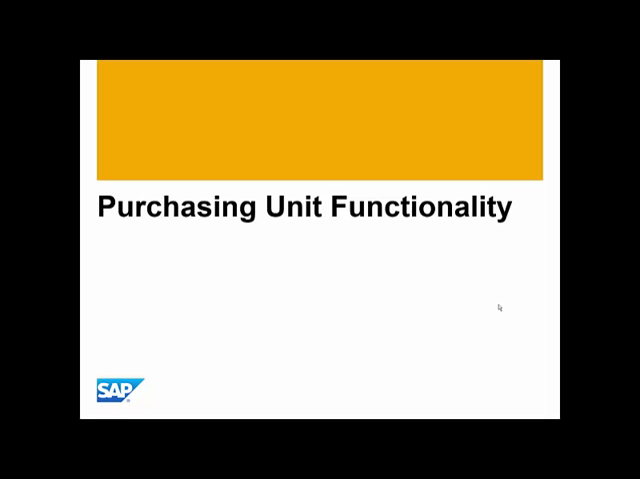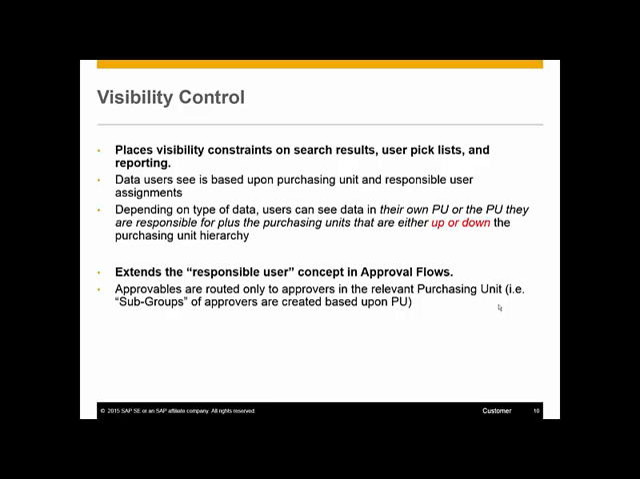So now let's get into the specific purchasing unit functionality. As I mentioned earlier, the prime purpose of purchasing units is to place constraints on your data. This can mean on your master data, in system searches. It can also mean in reporting. What data a user will be able to see in each of these areas will depend on the purchasing unit they're assigned to, or if they're in the responsible user file, which purchasing units, plural, they have access to.